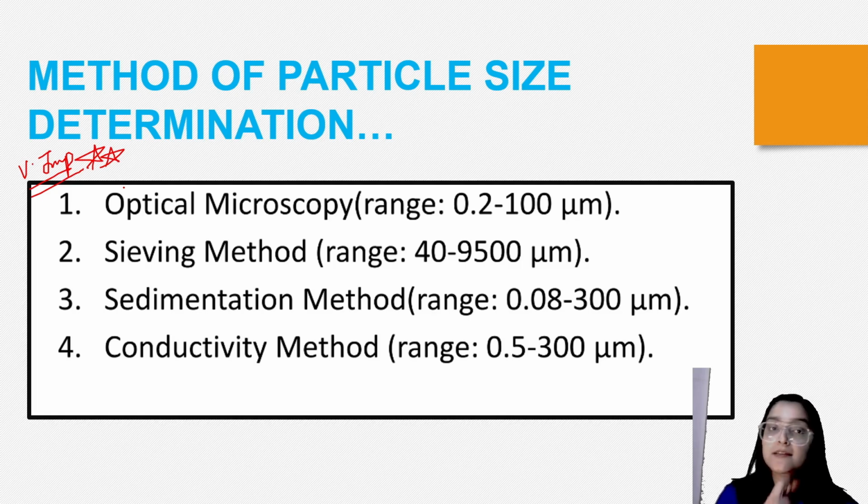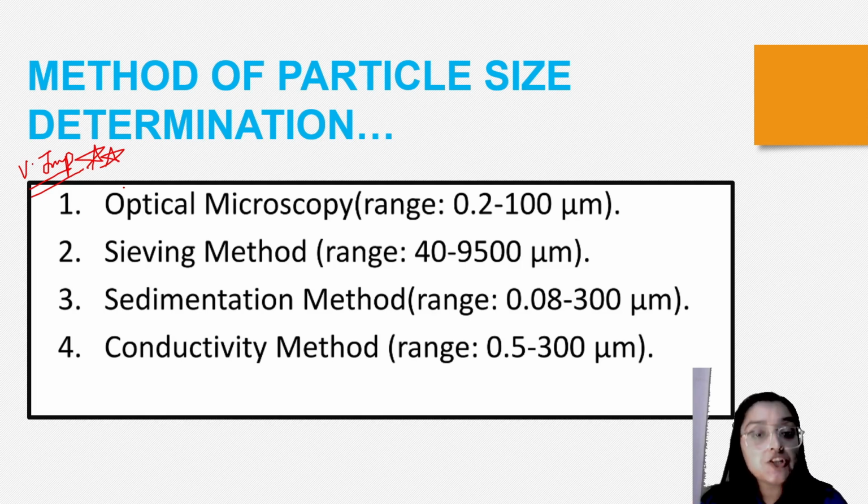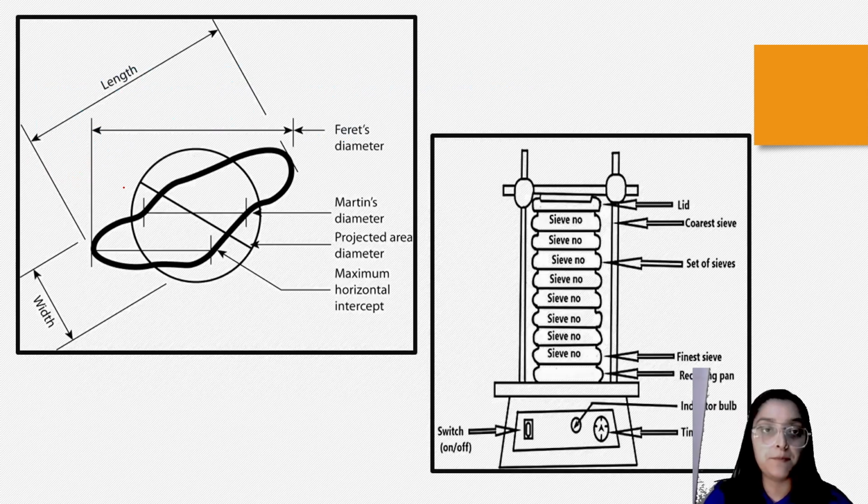Methods of particle size discrimination include the optical microscopy, the sieving method, the sedimentation method, and the conductivity method. Very important. Few points that you should know, I will include them in upcoming slides. Please mark it as very important.